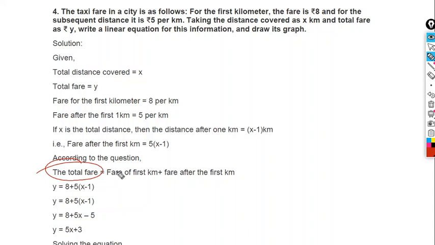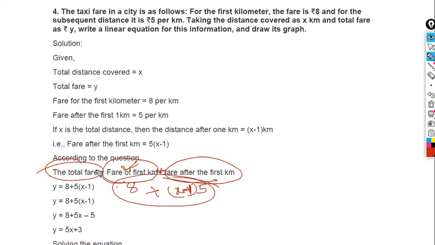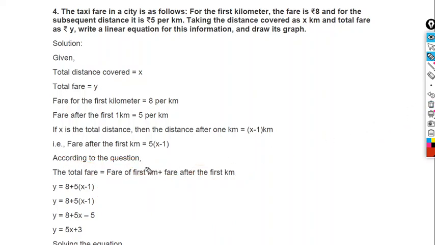So total fare will be equal to fare for the first kilometer plus fare after the first kilometer. Fare for the first kilometer is ₹8 and fare after the first kilometer is x minus 1 into 5. And this total fare is equal to y. So y equal to 8 plus x minus 1 into 5, sorry, 8 plus 5 into x minus 1. That means 8 for the first kilometer, 5 for the subsequent kilometers, that is x minus 1.